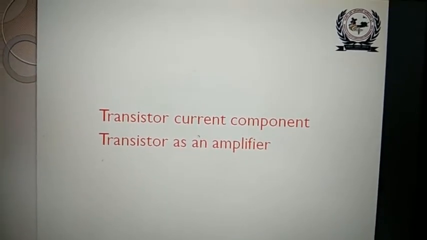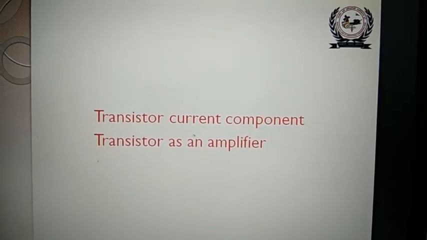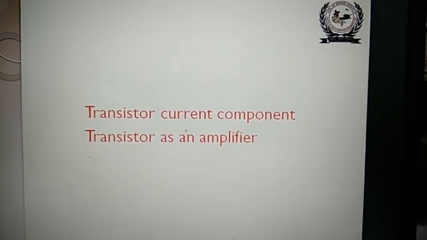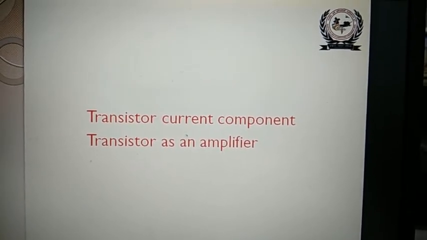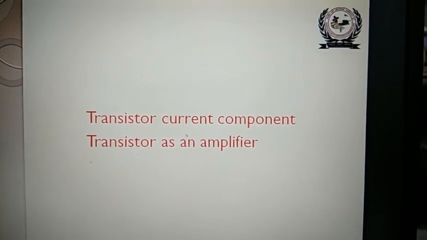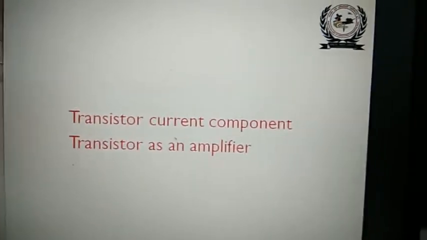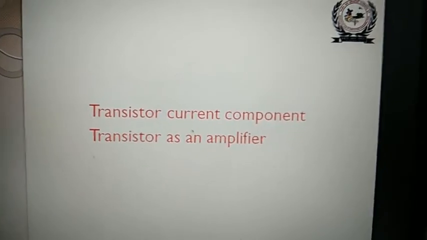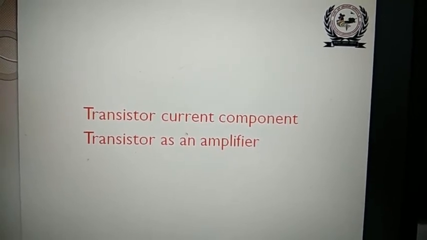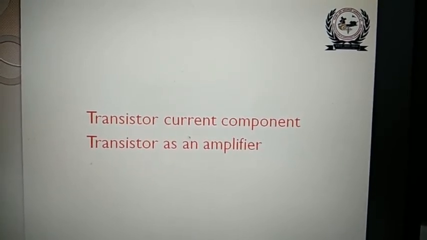Other than these three basic operations, that is active region, cutoff region and saturation region, there may be two more regions in which you can operate the transistor. One is called the inverse active region, where the transistor will work as an inverse amplifier, and the other is where the transistor will work in the avalanche region. The reverse bias junction of the transistor can work as an avalanche. So these regions of operation we have seen.